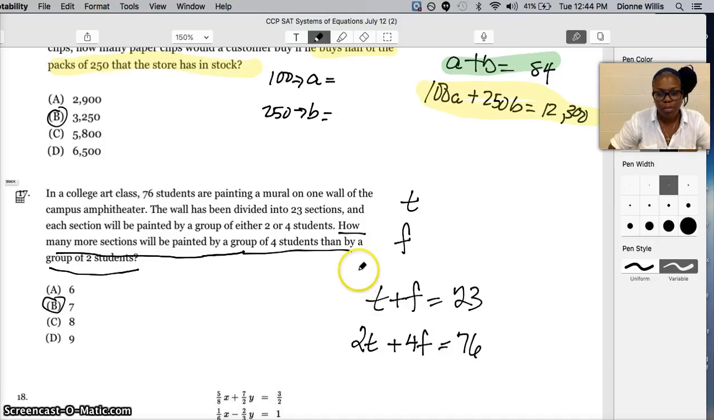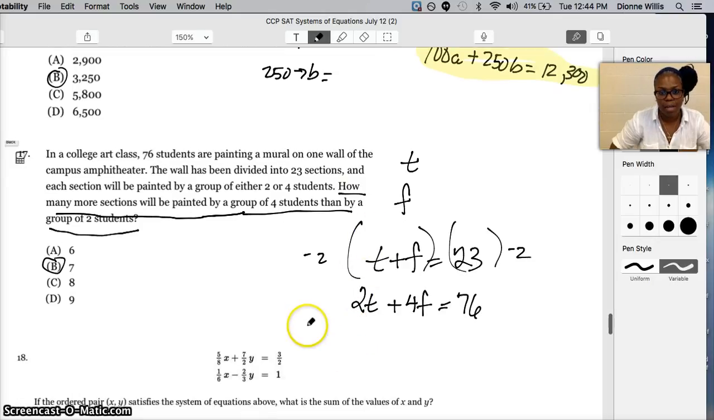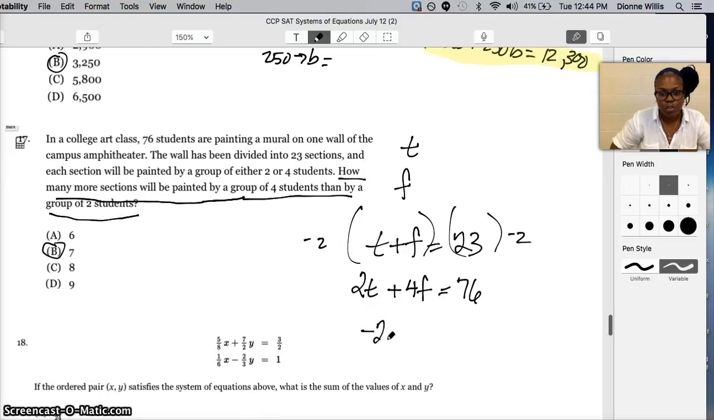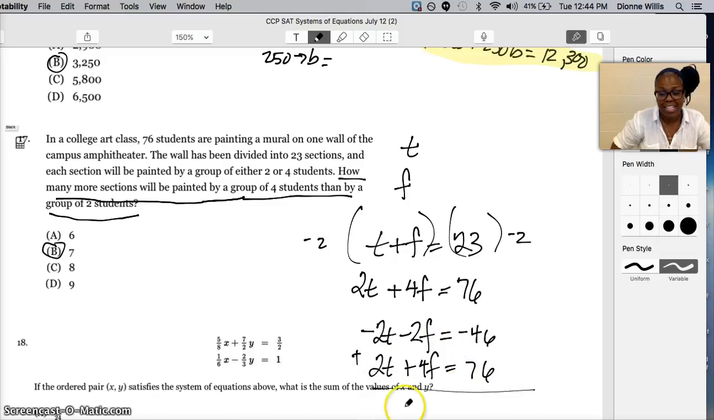So I'm going to multiply this top equation by -2. And what that's going to do is make this a -2t and this a +2t. They will be additive inverses, and I'll be able to eliminate that. So I have -2t minus 2f is equal to -46. I'm going to put my second original equation down here, and add them together. These guys cancel out. I'm left with 2f is equal to 76 minus 46, which gives me 30.